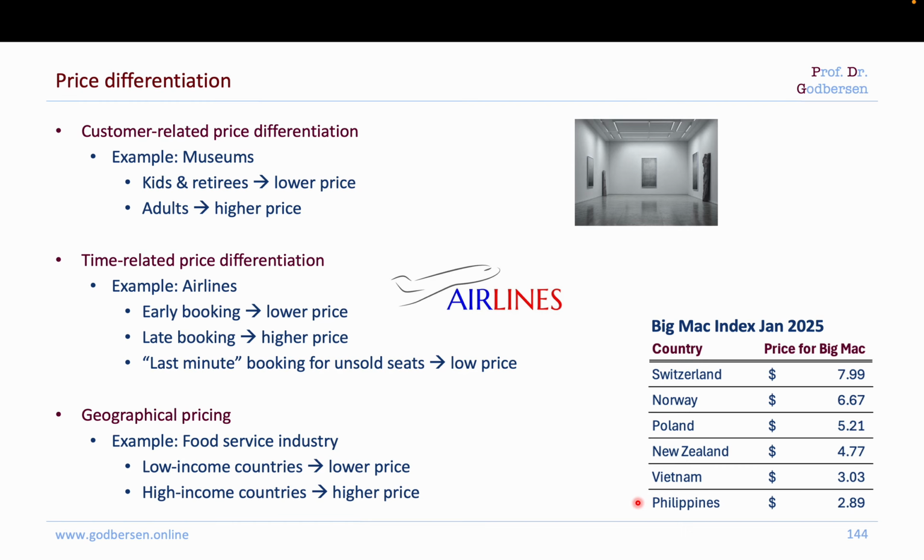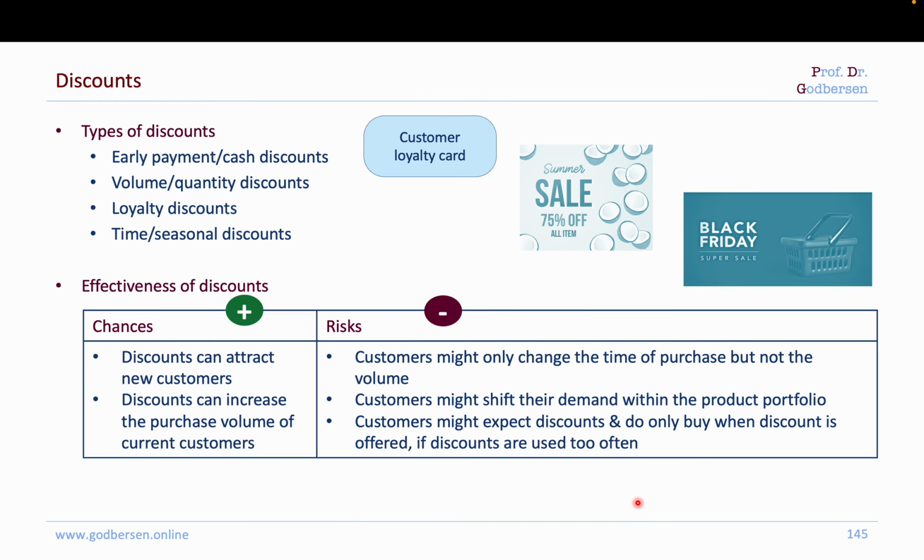Now, what's with discounts? Discounts, there's some reduction in your pricing. This might be early payment or cash discounts. If you pay now, I'll give you 10% off. There might be volume, quantity discounts. All right, 2 for 1. I find sometimes in restaurants, 2 dishes you pay only for the more expensive one. Loyalty discounts with loyalty cards and such things. Quite often you see time and seasonal discounts.